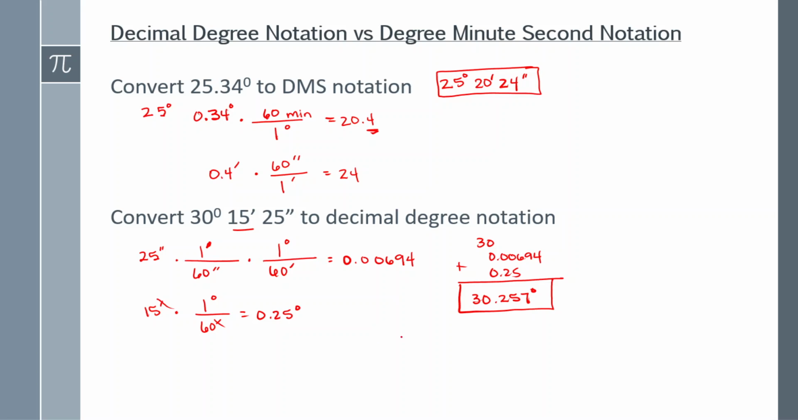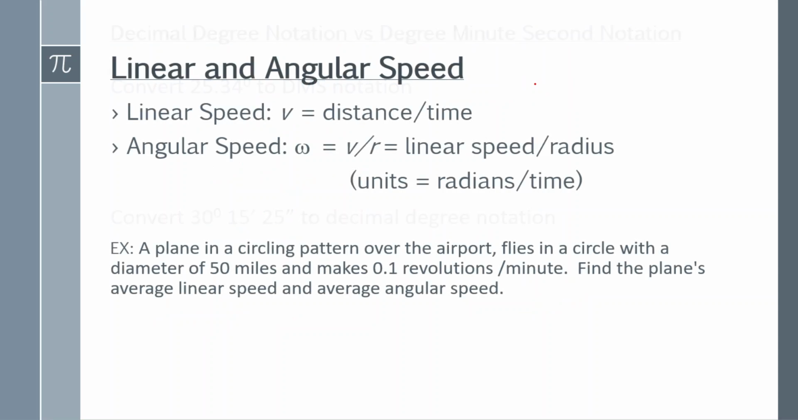Now, most of the time we're going to use the decimal degree notation. But you do see the degree, minute, second notation used in regards to map reading. With latitude and longitude, they'll talk about minutes and seconds.